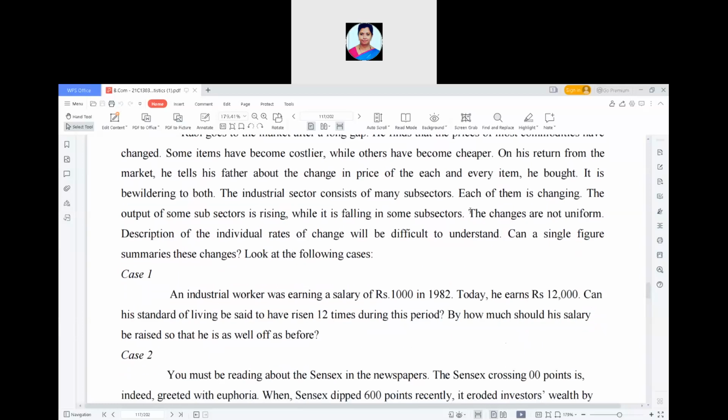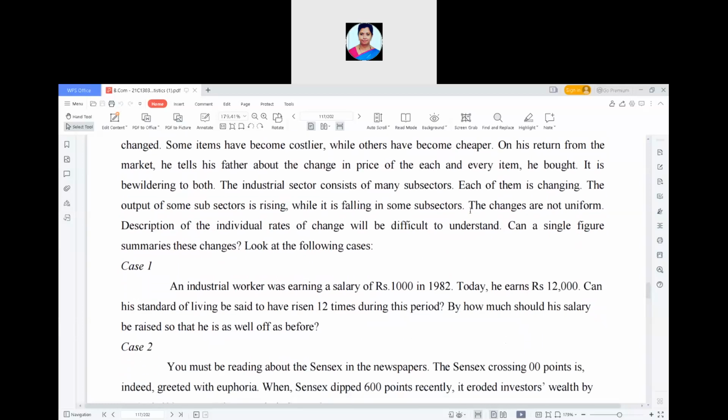So suppose we consider the case. An industrial worker was earning a salary of rupees 1,000 in the year of 1982, and today he earns 12,000 rupees. What is the standard of living? Has it risen 12 times during the period? So, by how much should his salary be raised so that he is as well off as before? So, this is the case we can consider.